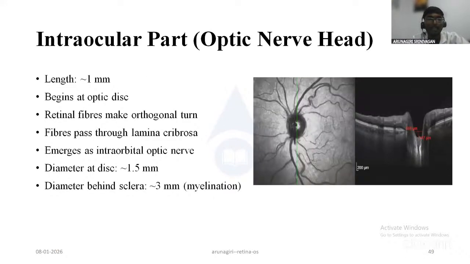Intraocular part of the optic nerve: its length is around 1 mm, beginning at the optic disc. Retinal fibers make an orthogonal turn. Fibers pass through the lamina cribrosa and emerge as the intraorbital optic nerve. Diameter is around 1.5 mm, and the diameter behind the sclera is almost 3 millimeters.